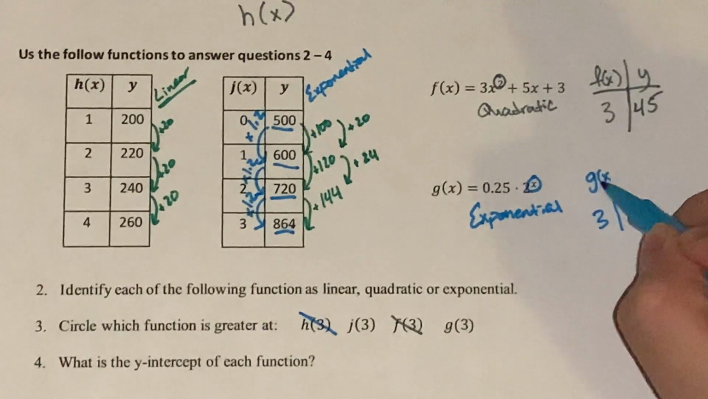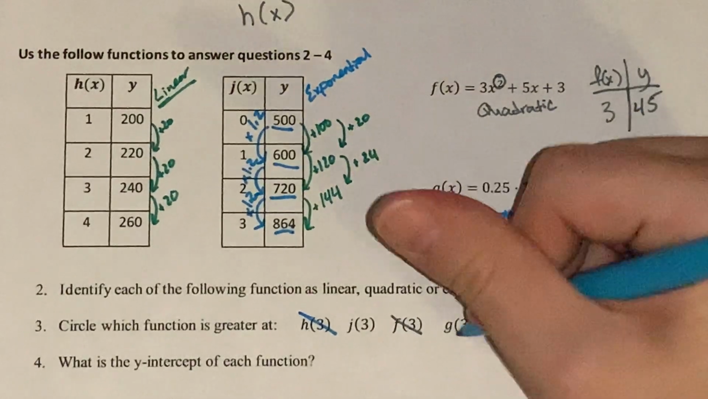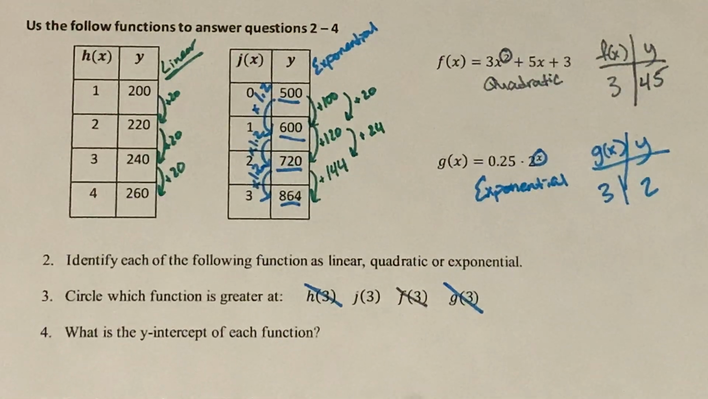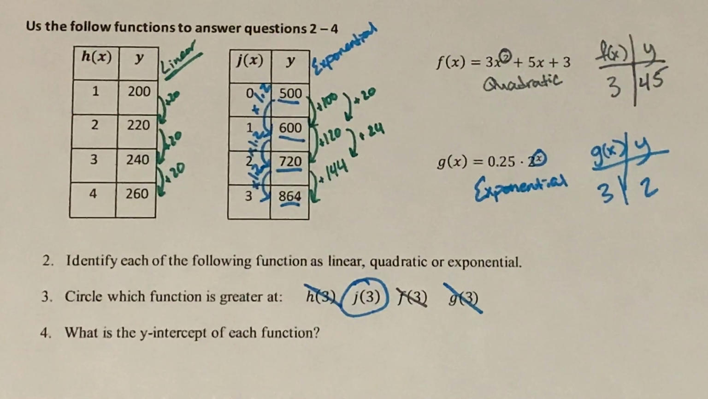So for g of x, I can eliminate g of 3. So really, j of 3 is much larger than any of the other ones. J, when x is 3 for j of x, it is the largest value for y.